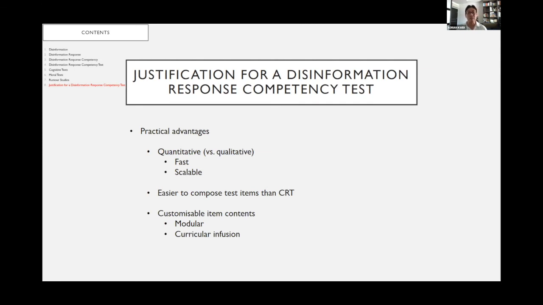Finally, customizable item contents. The scenarios can be customized. This means that I can have small modules that are self-contained and that have this as the assessment, to teach about fake news and fake news response. I can also infuse these in our curriculum. And in fact, this is part of a larger study to infuse into the secondary school geography curriculum, with respect to fake news about climate change.